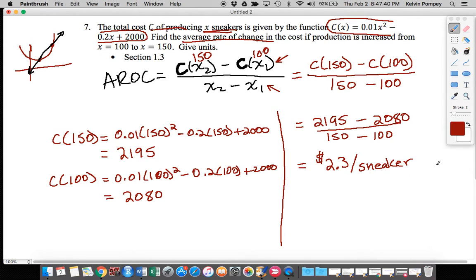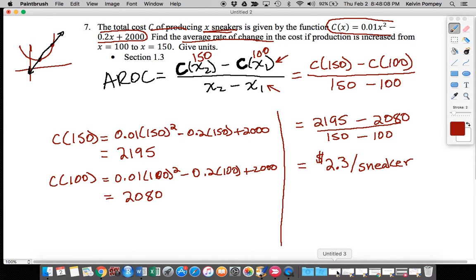Okay, so on average, when I increase production from 100 sneakers to 150 sneakers, the total cost of producing the sneakers is going to increase by $2.30 per sneaker. All right, for each additional increase in sneakers, the total cost is going to increase by $2.30. Okay.